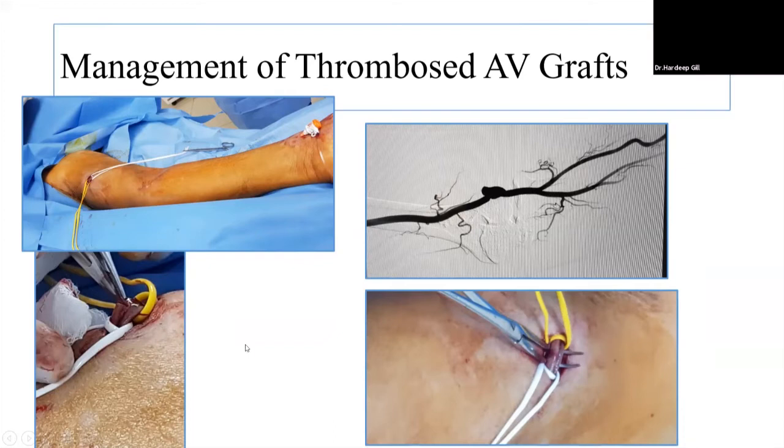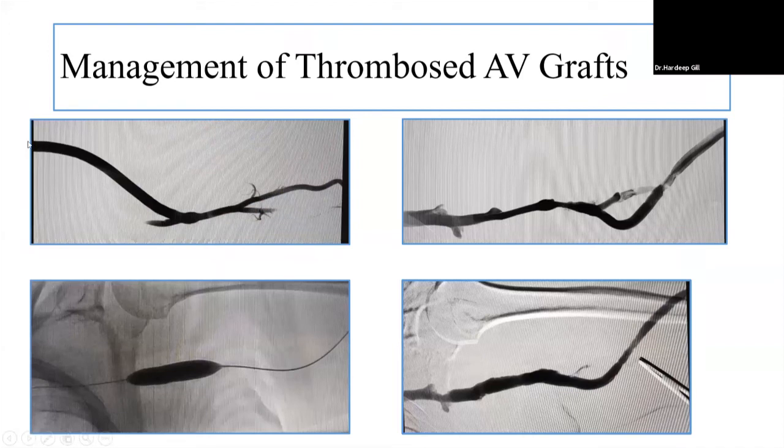After graftotomy and thrombectomy of the graft, we repair the graft and repeat the angiogram, and you see there is excellent flow of blood into the graft. However, as we have said, the stenosis always occurs at the venous end of the graft. So that is angioplastied, and thereafter you have good flow into the graft.